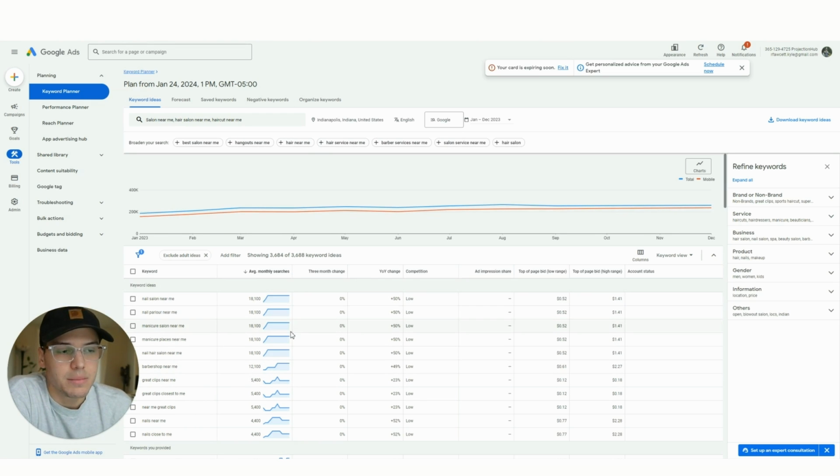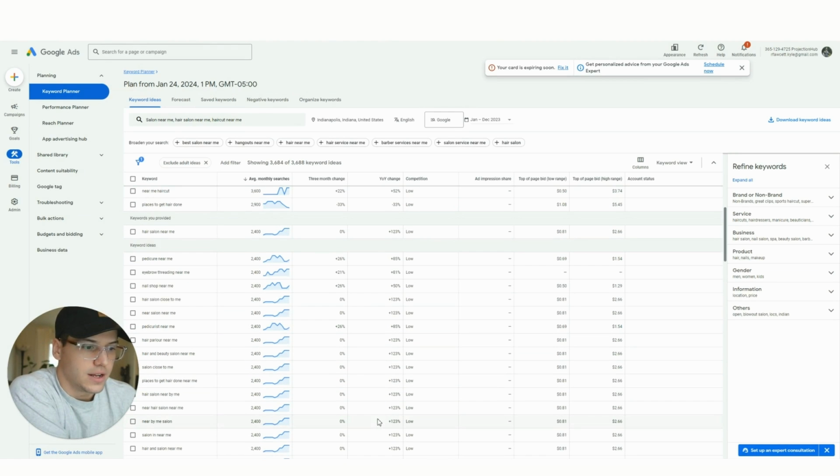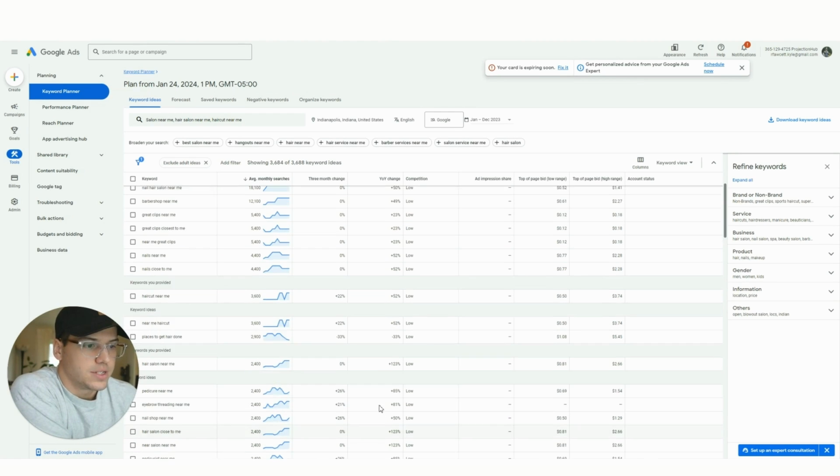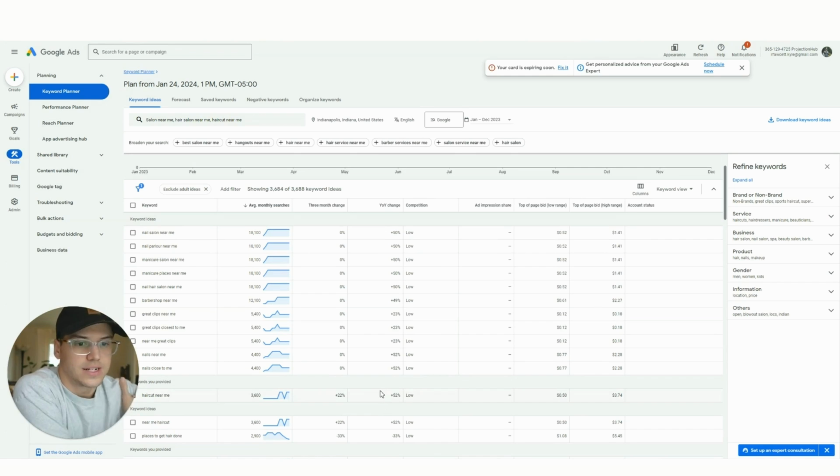We can do this same exercise for "salon near me," "hair salon near me," "haircut near me." So this is the person that's actually wanting to get their haircut and they're searching for it. So we're checking, is there any demand for people that want to rent a booth? Now we're checking, is there a growing demand of people that actually want to get a haircut? And as you can see, all the trend data is positive. Plus 100%, plus 80%, plus 50%, plus 20%. So that's a great sign.